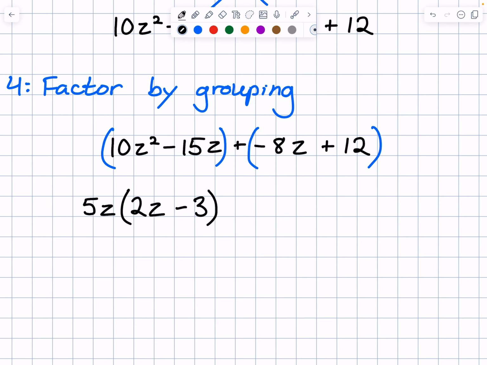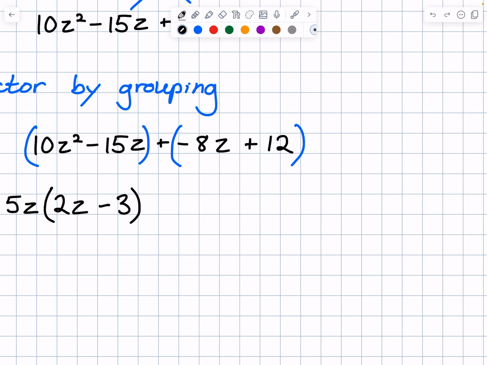If you want to check it, you could always distribute this back, and you should end up here. If you don't, you made a mistake. Now I'm going to move on to the second parentheses, and you may remember, if the first one is negative, we take out a negative. And then when I think about it for a little bit, I realize that they both divide by 4, so they have a 4 in common. So I'm going to take out a 4, and then I'm going to write down what's left. Well, negative 8 divided by negative 4 is going to be 2, and the z stays. Then I've got 12, and 12 divided by negative 4 is going to be negative 3.